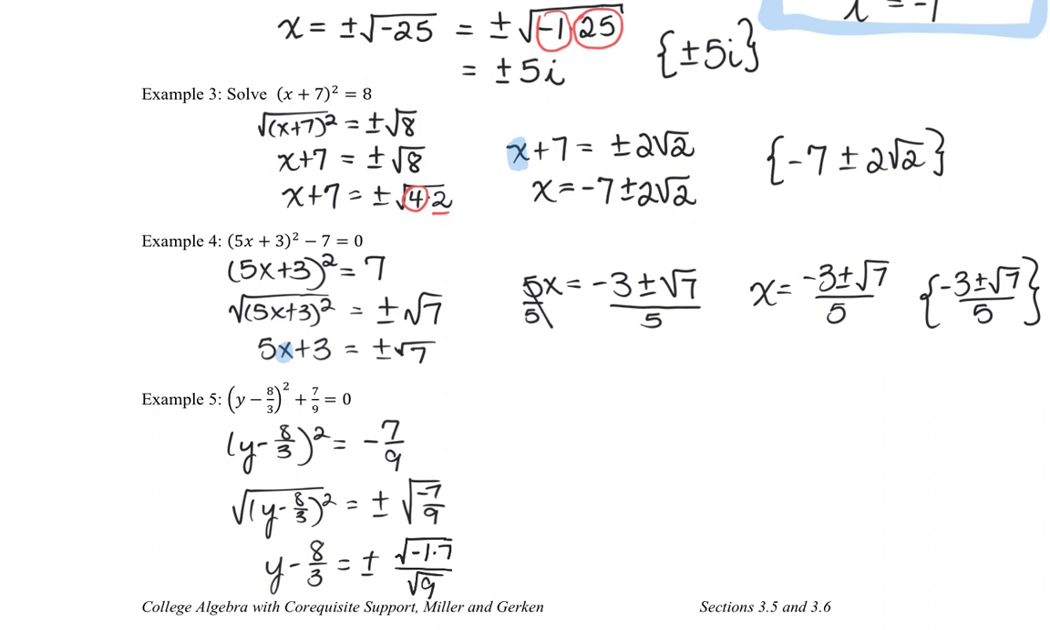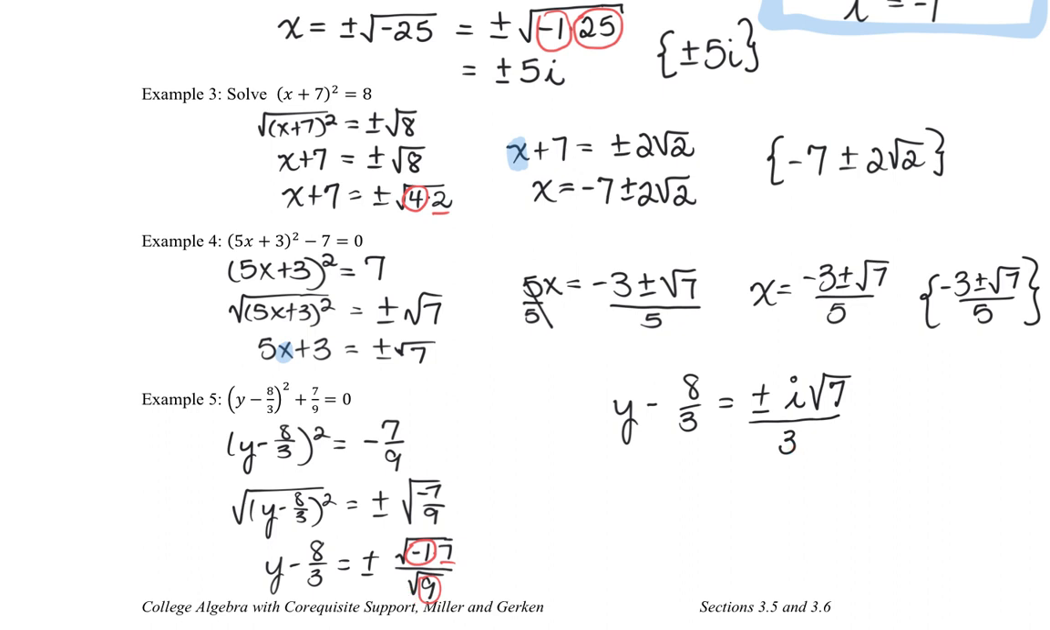Okay, so I know what the square root of negative 1 is, it's i. And I know what the square root of 9 is, it's 3, right? So I'm going to have y minus 8/3 equals positive or negative. I'm going to put the i in front of the radical. And then the square root of 9 is 3. So again, the square root of negative 1 is i. 7 is not a perfect square, right? So it has to stay under that radical. And then the square root of 9 is 3.